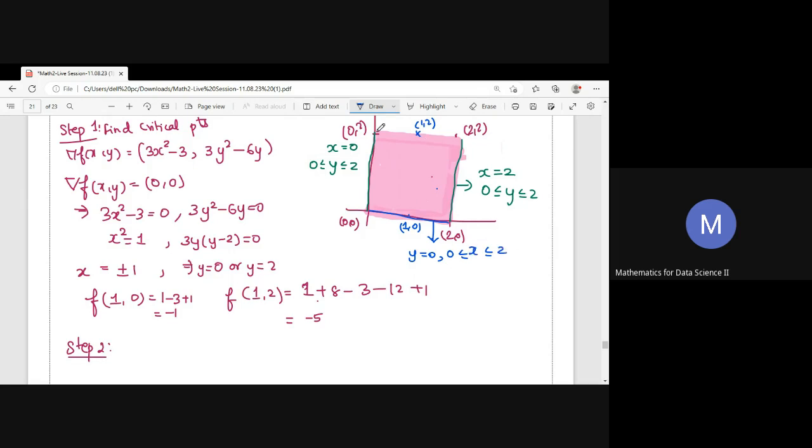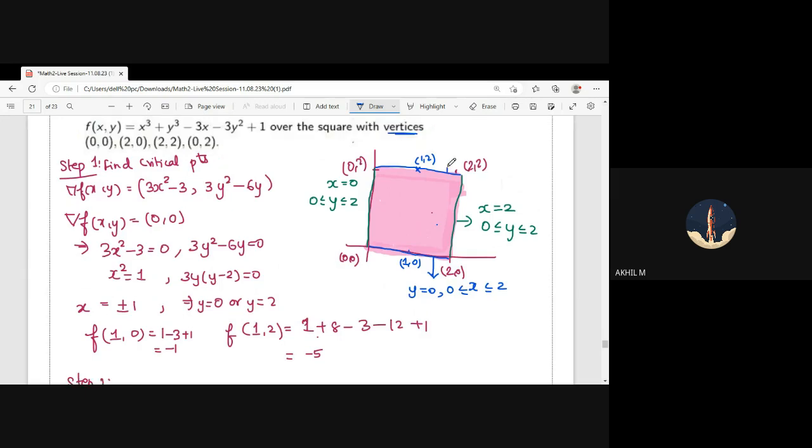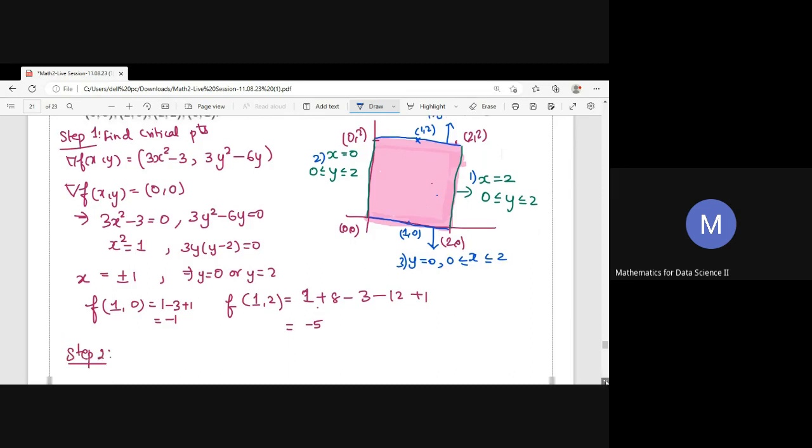Okay. And what about this boundary here? Y will be equal to 2 and x varies from 0 to 2. So we have to see now what happens in these different boundaries. Let us give some numbers 1, 2, 3 and 4, and all these 4 boundaries we are going to check.